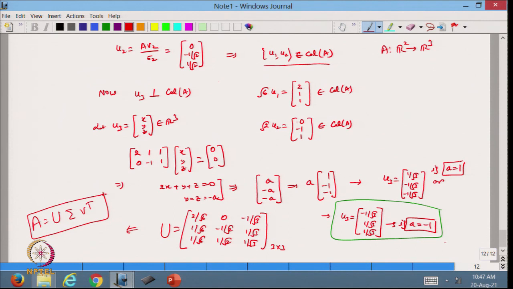So I will stop here. In today's lecture we have discussed a very important theorem, the singular value decomposition of a given matrix, and we have seen how we can generate the matrices U and V involved in the singular value decomposition of the given matrix A. In the next lecture we will show how we can compute this singular value decomposition with the help of MATLAB or Octave. I hope you have enjoyed this lecture. Thanks for watching.